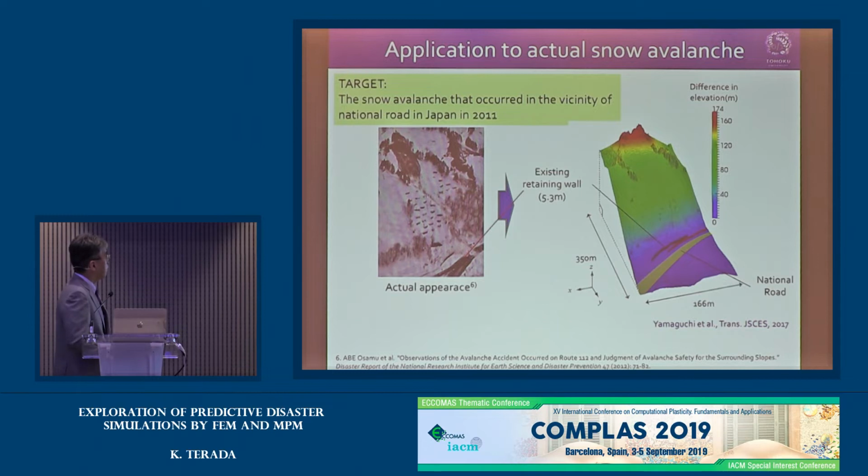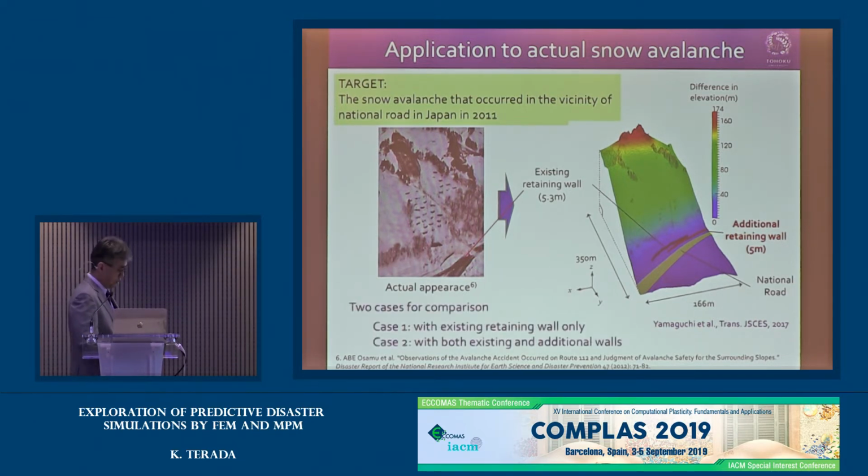This is the target problem. The snow avalanche that occurred in the vicinity of the national road here in Japan in 2011. This picture shows the actual appearance at that time. Then we installed an additional retaining wall. So our concern here is to examine the effect of the additional retaining wall.